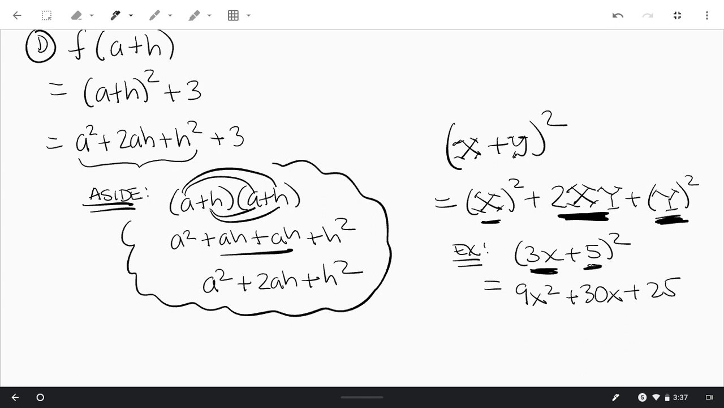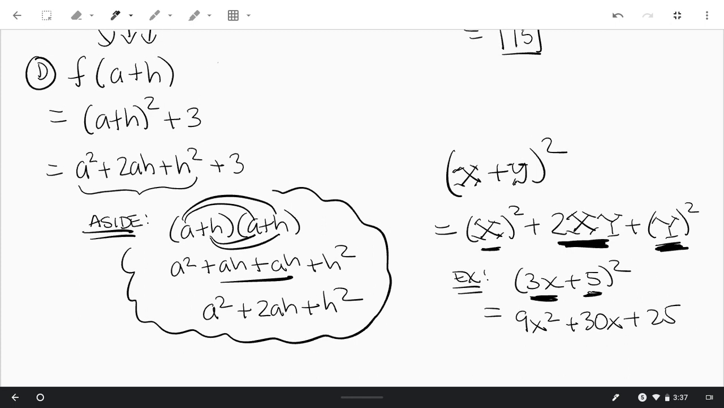All right. So when you get an example like this one here, f of a plus h, again, you just replace all the x's with whatever is inside the parentheses. So I replace the x with a plus h. I work that out.